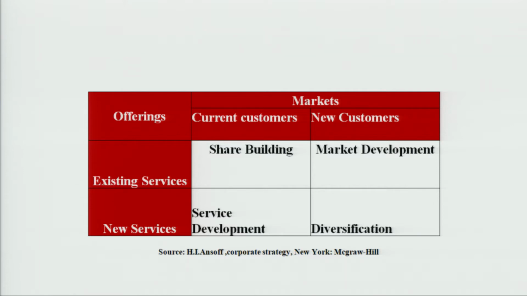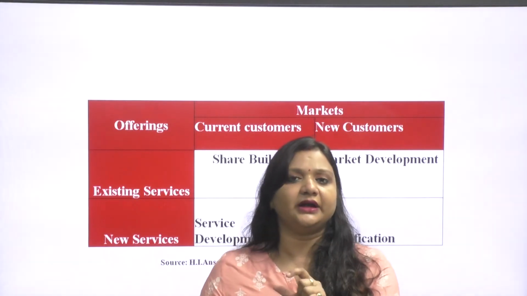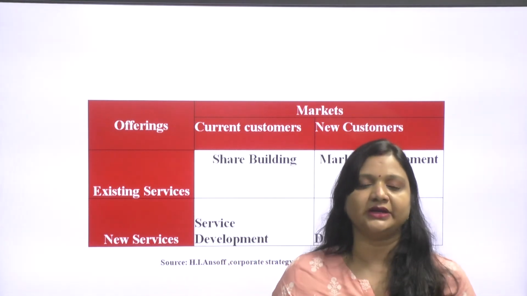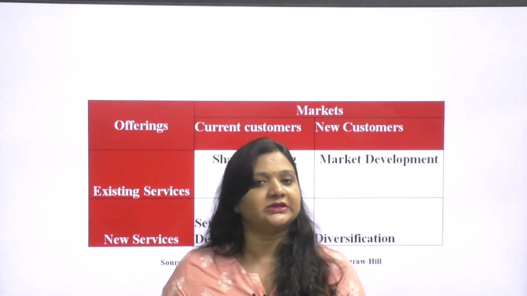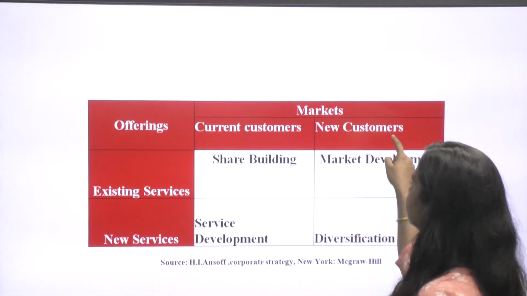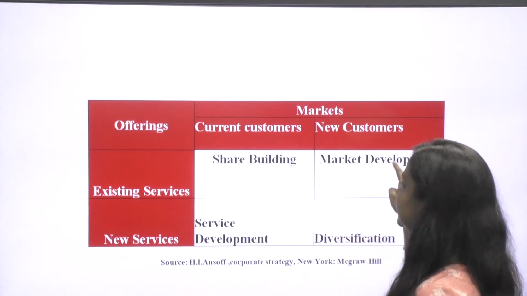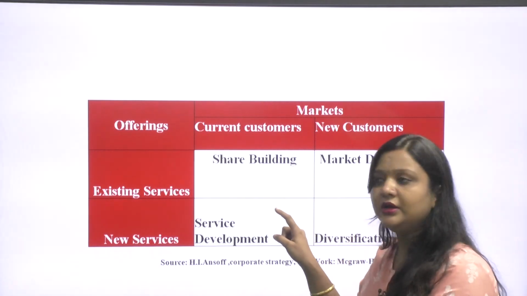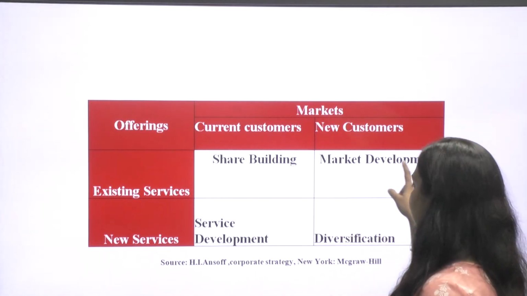The second quadrant, if we see market development, the name itself refers to developing the market, meaning developing or adding more and more market segments to that particular service sector. Here the customer is new, but the service is existing. Okay. Just see this particular quadrant, new customers and existing services. Market development means adding or developing some other segment to that particular service that is already being offered by the service provider.